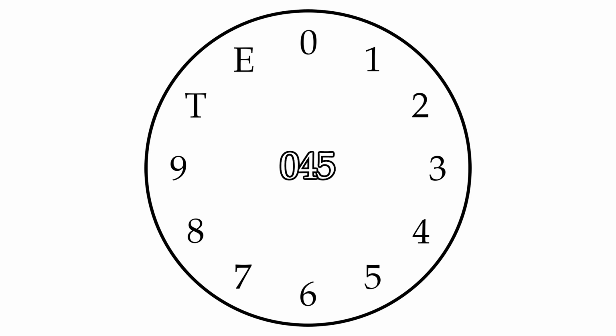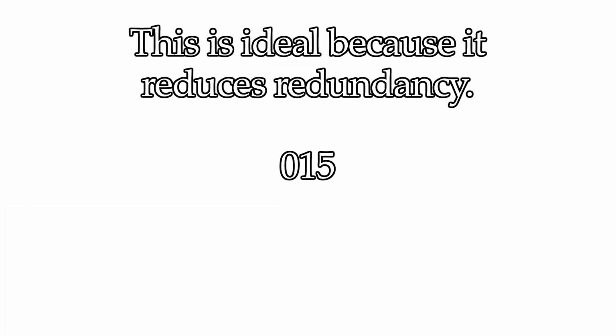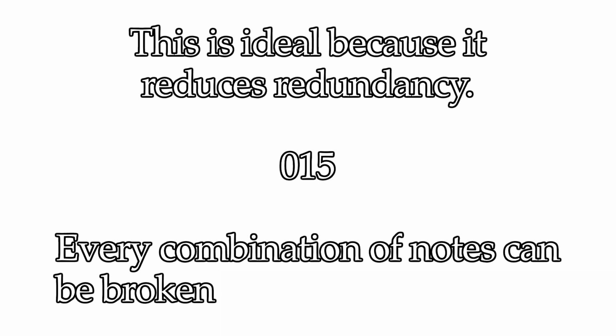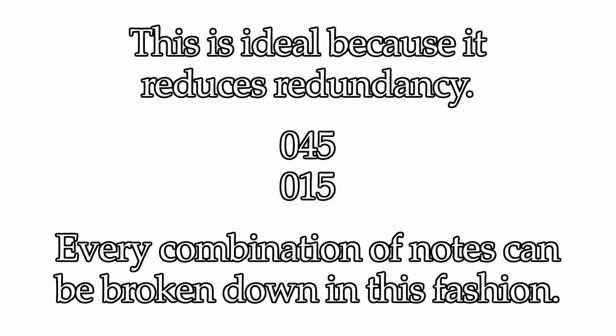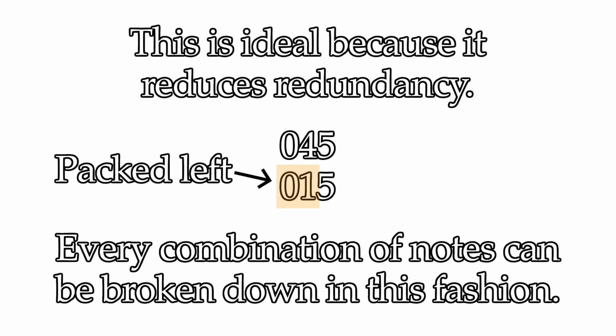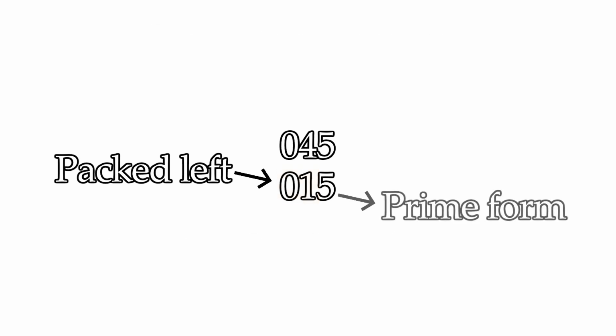Breaking out our clock, and this time running it counterclockwise, because we're going backwards, 5 to 4 is 1, and 5 to 0, i.e. 12, is, well, 5. 0, 4, 5 is equivalent to 0, 1, 5. This is ideal because it reduces redundancy. Every combination of notes can be broken down in this fashion, and you need to keep your smallest intervals on the left side, or packed left. This is merely a standardization method. The result of this method is called the prime form. Think of it as the lowest common denominator.